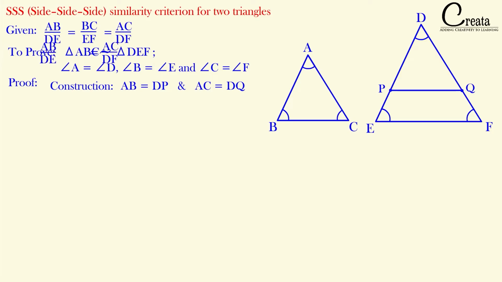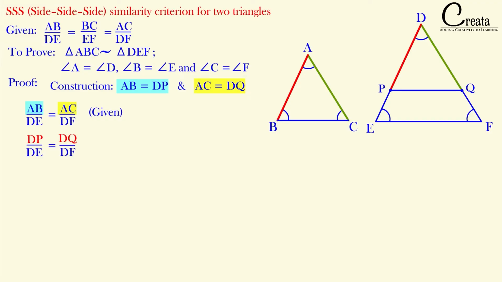Let's take AB upon DE is equal to AC upon DF from the given portion. That is, the ratios of the corresponding sides are equal. These are the corresponding sides which are given as equal. Here, can we replace this AB with DP and AC with DQ? The same line segments we have just taken as equal by the construction. So we got our new equation as DP upon DE is equal to DQ upon DF.